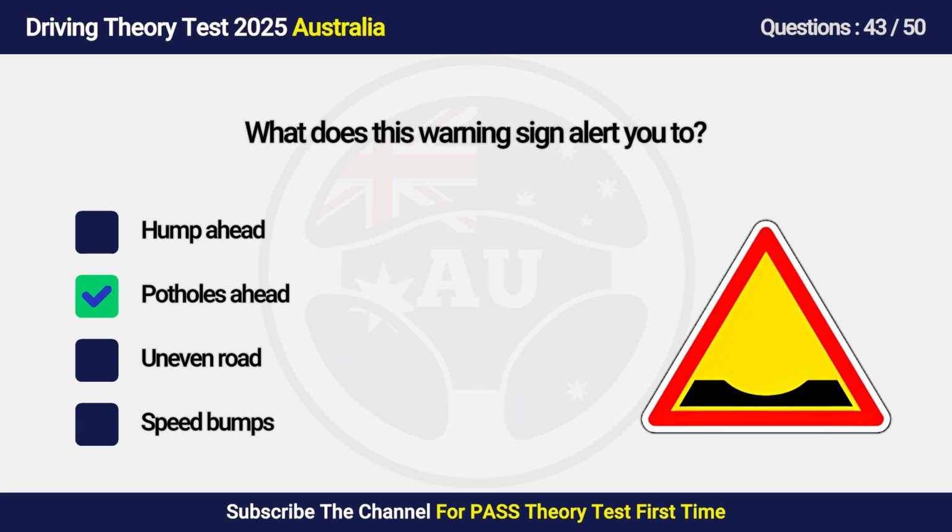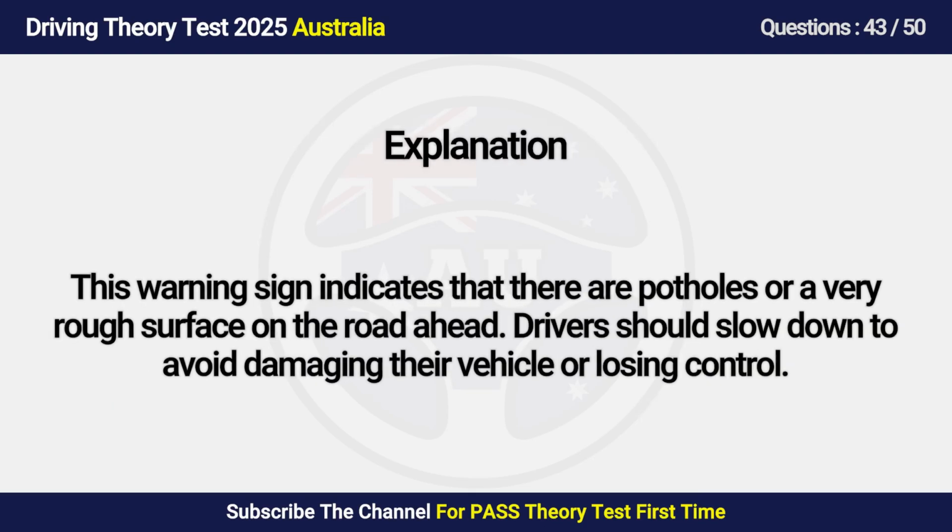Answer is B. Bumpy road ahead. This warning sign indicates that there are potholes or a very rough surface on the road ahead. Drivers should slow down to avoid damaging their vehicle or losing control.